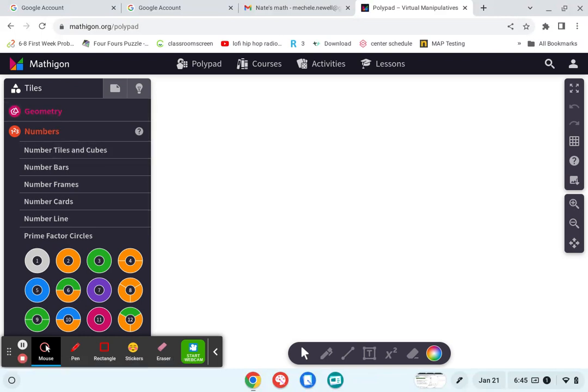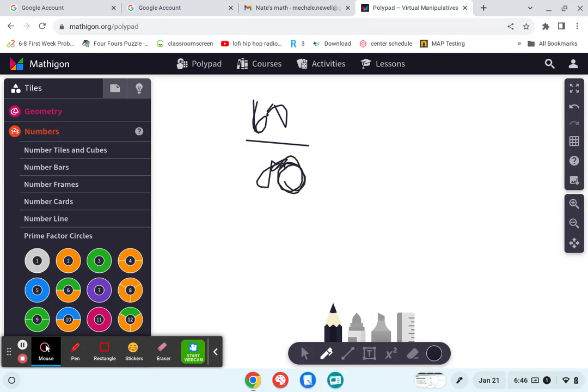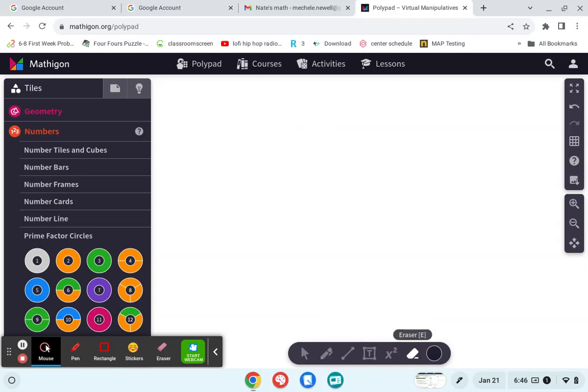So basically, it is asking 60 is, oh goodness, I don't like when my thing skips. 60 is the part, 80 is the whole. Something's wrong with my screen. 60 is the part, so it should be like 60 over 80. So you'll put 60 over 80 and find the percent of that.